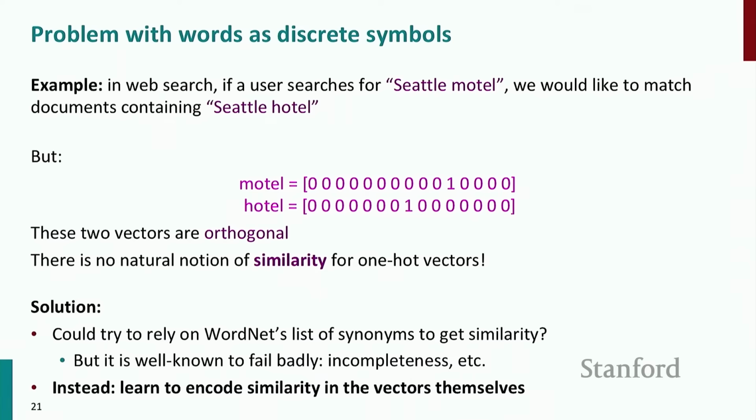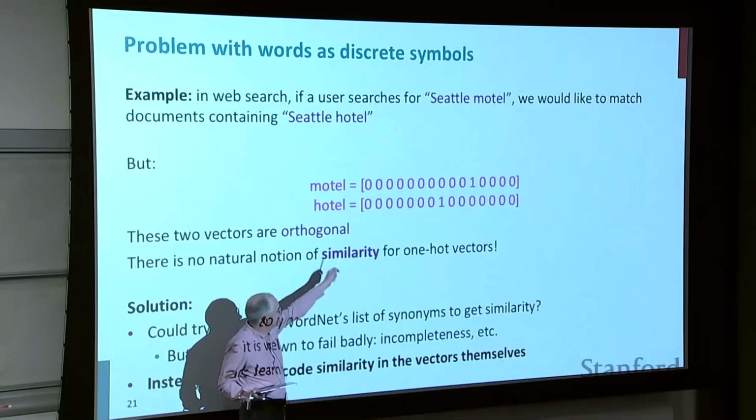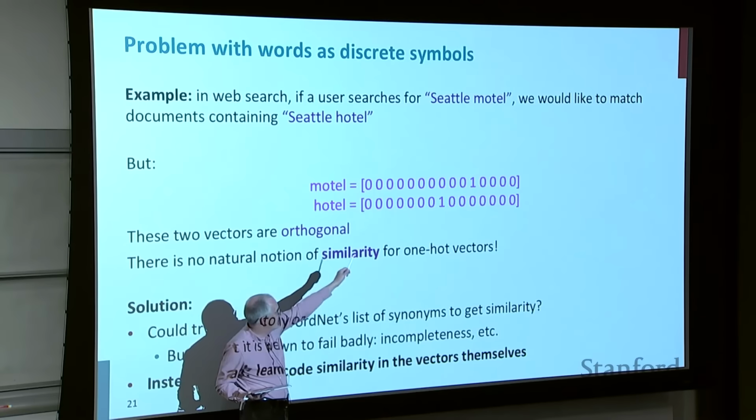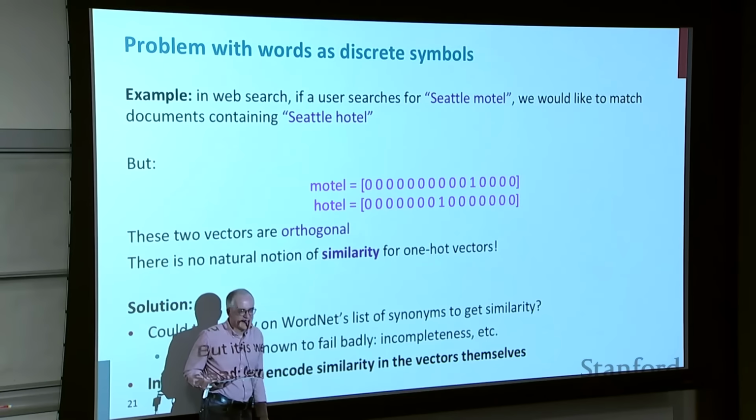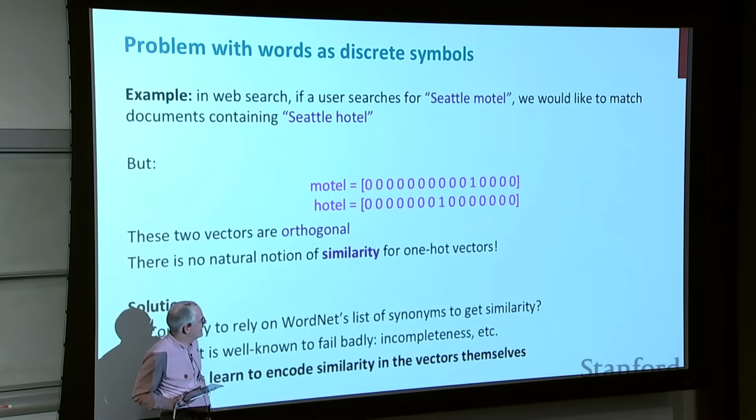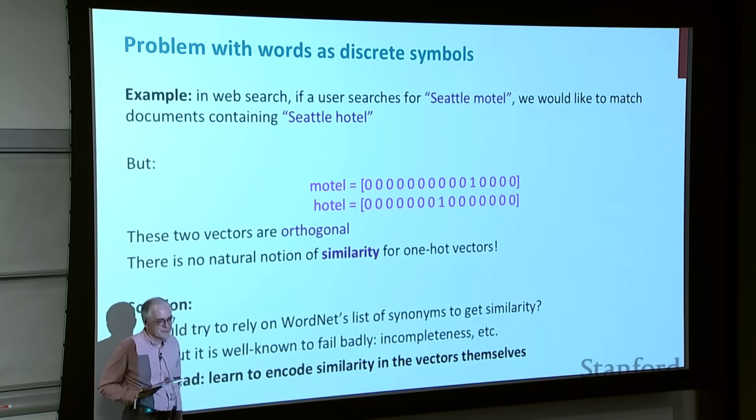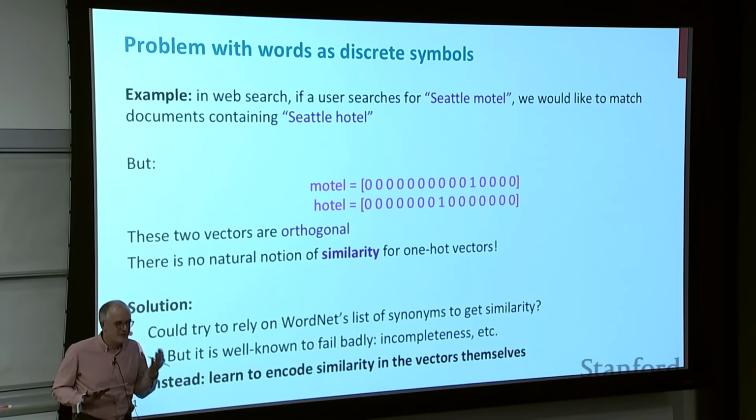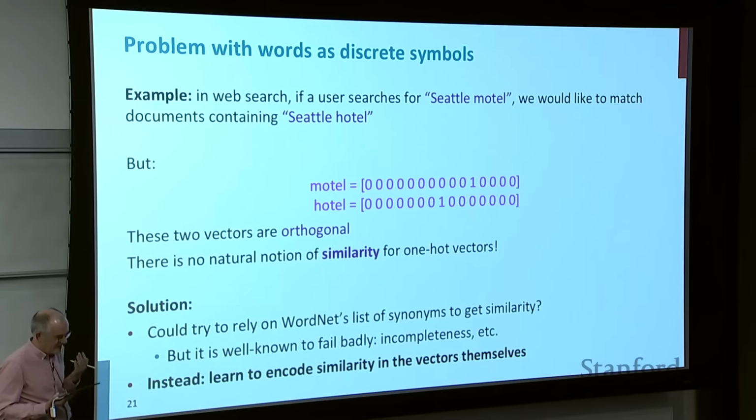And so if you think about it in terms of these vector representations, if you have motel and hotel, there's no indication that they're kind of similar. They're just two different symbols which have ones in different positions in the vector. Or formally, in math terms, if you think about taking the dot product of these two vectors, it's 0. The two vectors are orthogonal. They have nothing to do with each other.